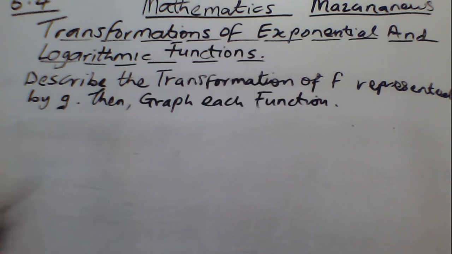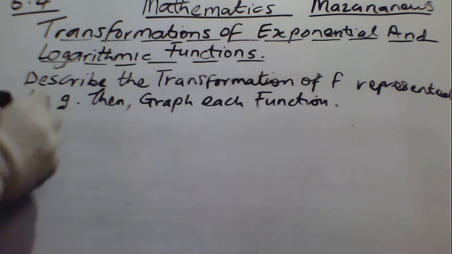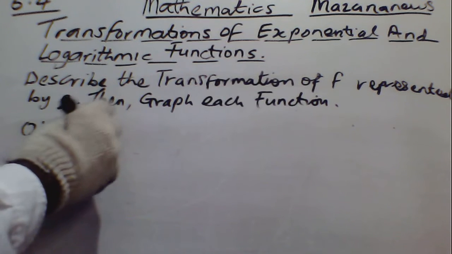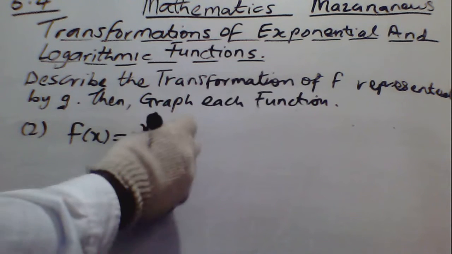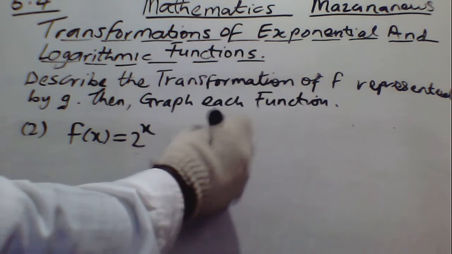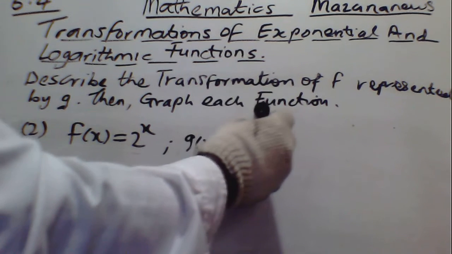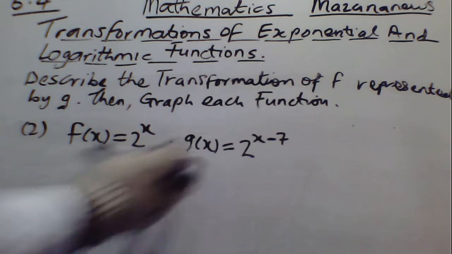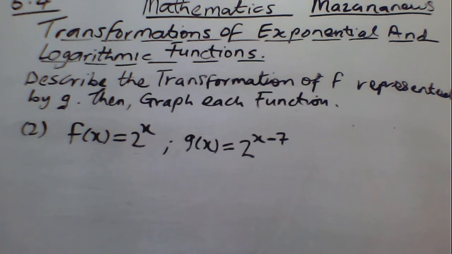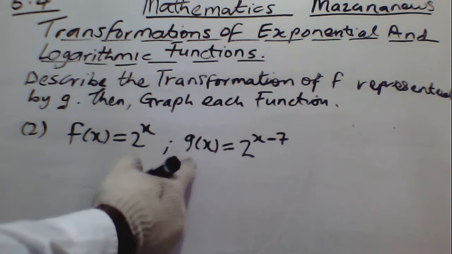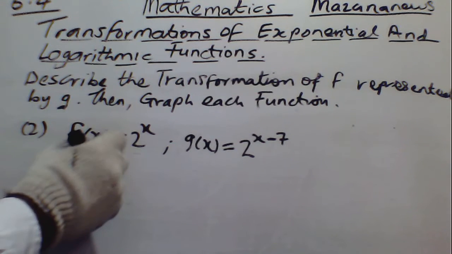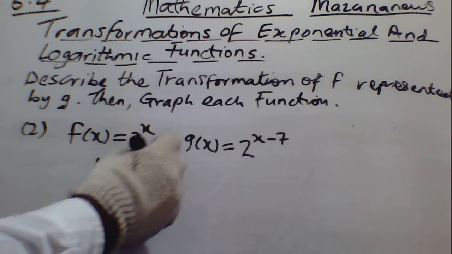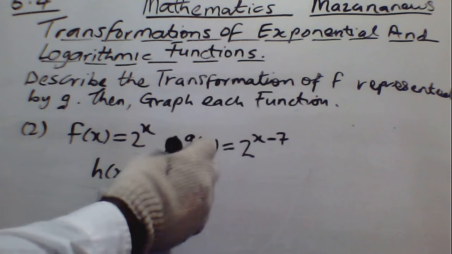So the second example, we have f of x equals 2 raised to power x. The transformation g of x is equal to 2 raised to power x minus 7. So you see the difference between the two functions, between the horizontal and the vertical. So this type of translation is what? This is horizontal. See that this g of x is of this form, 2 raised to power ax minus 6.